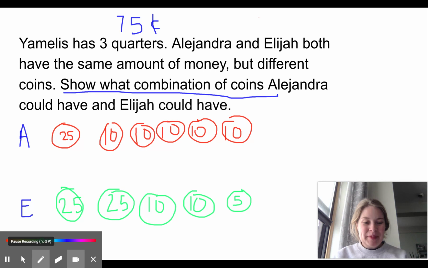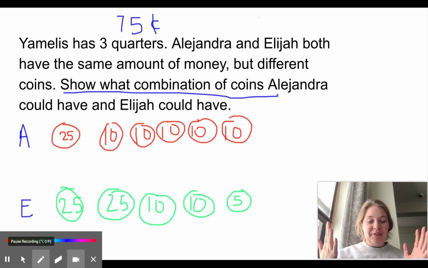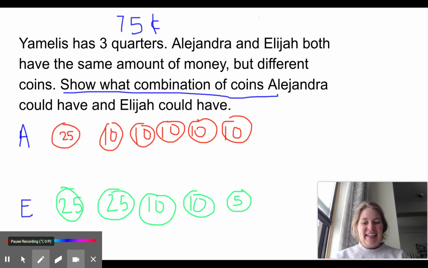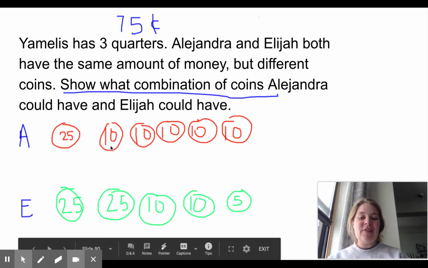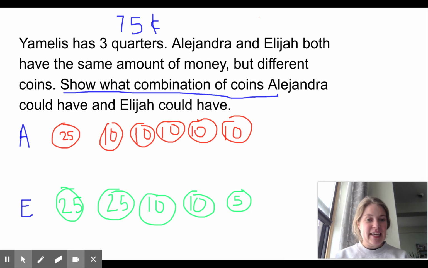Did you come up with some great answers? I bet. Take a look at 2 of my answers. These could be different than yours. Every brain works differently, and this is an open-ended question. You could have a different answer than I do. I have that Alejandra has 1 quarter and 5 dimes. Skip count with me to see if we are correct.